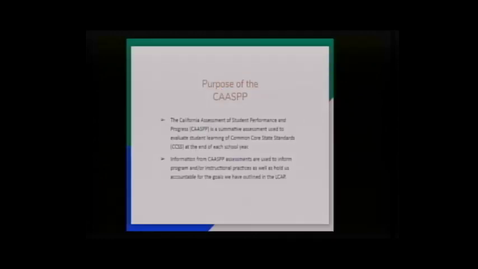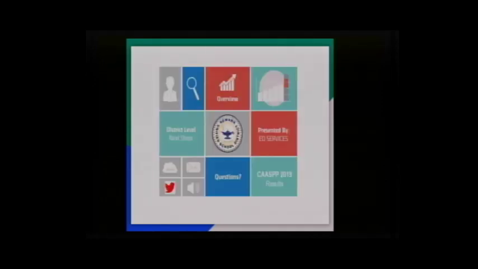As you're probably aware, the California Assessment of Student Performance and Progress is a summative assessment used to evaluate student learning of Common Core state standards, which we were just speaking of, at the end of each school year. Information from CAASPP assessments is used to inform program instructional practices, as well as hold us accountable for the goals we've outlined in the LCAP. And that's the connection with the local indicators. So we're going to provide an overview, some district level next steps, and as time allows, we'll answer as many questions as we can, and I'm happy to come back.